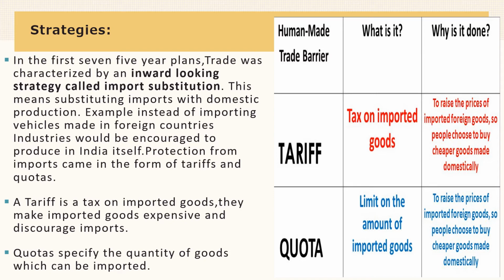Now, what is a tariff? A tariff is a tax on imported goods. They make imported goods expensive and thereby succeed in discouraging imports. What are quotas? Quotas specify the quantity of goods which can be imported. So tariffs and quotas are a form of trade barriers. That is how they try to discourage imports and encourage exports, as well as domestic production of goods and services.